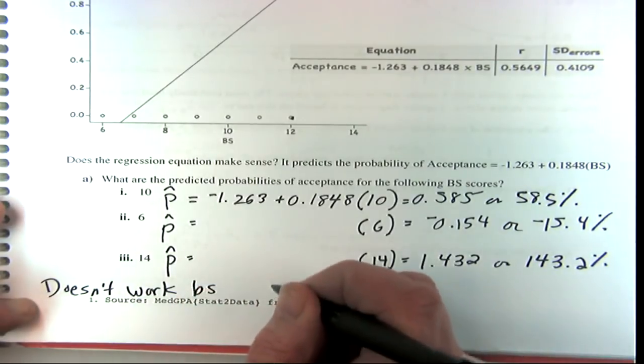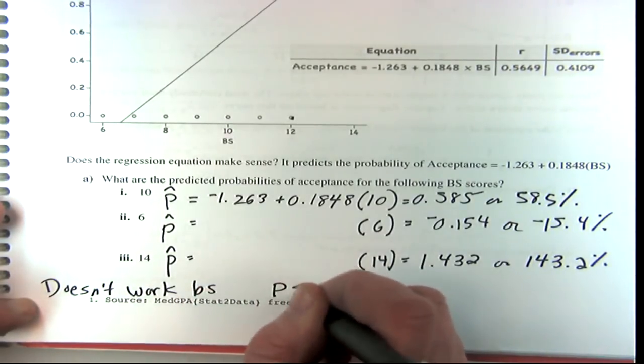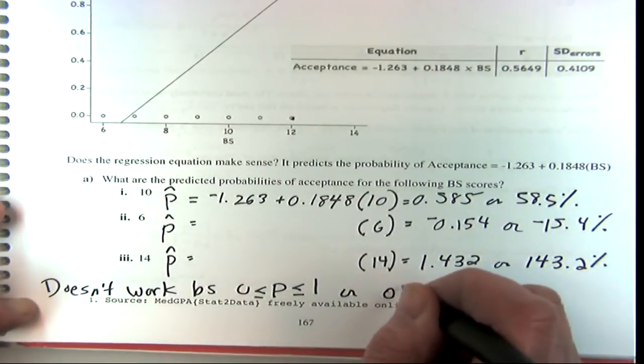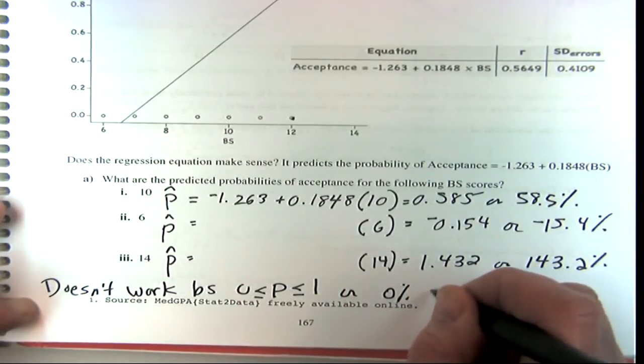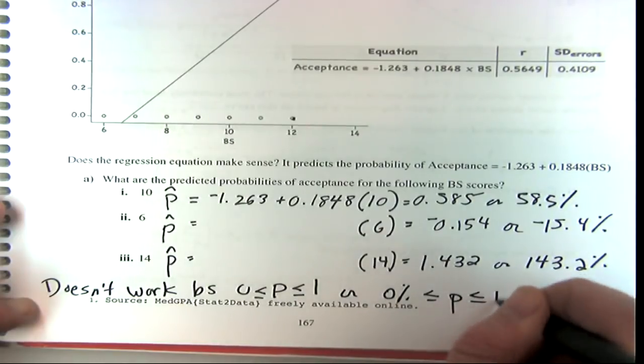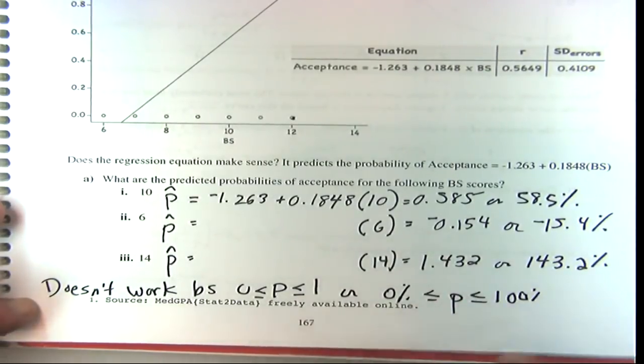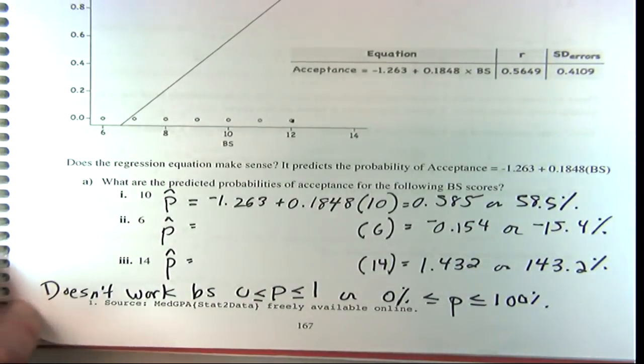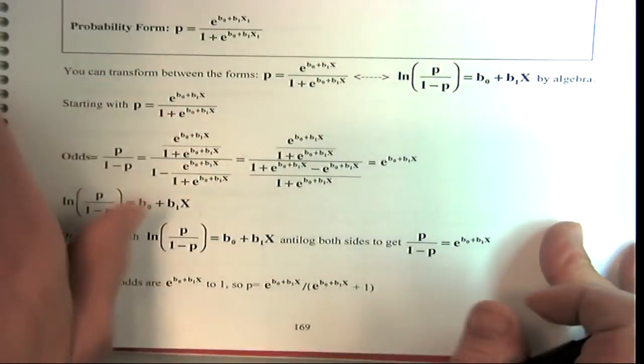Because we know that probabilities have to be between what? 1 and 0, or between 100% and 0%. All right, so we have to do something else. Okay? So what are we going to do? How can we fix this problem?